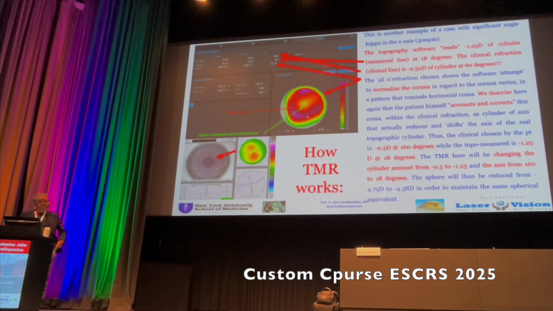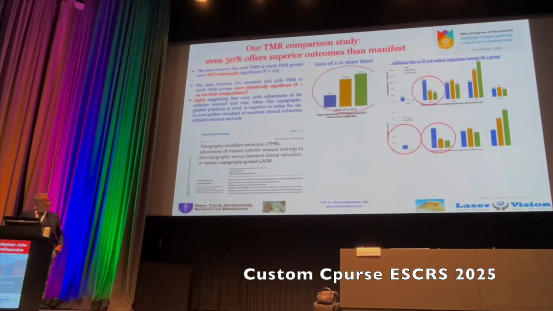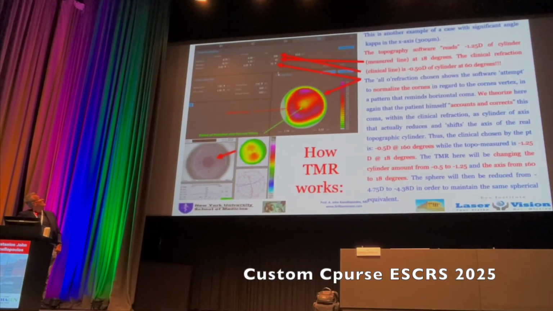That's why the topography-guided data is trying to normalize the cornea in this irregular way, in order to reshape this and make it more regular to the vertex of the eye. And that's why, let me click back, the manifest is half a diopter at 160 degrees, where the topographic is 125 at 18 degrees. So our argument was that if you're going to do topography-guided, and the topographer will do this by default, you have to treat the full astigmatism at this axis. And this is a very difficult decision because we're really going away 38 degrees on the axis, and we're adding almost double the astigmatism.